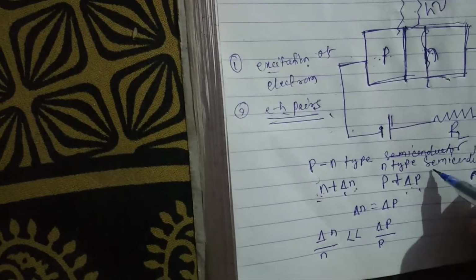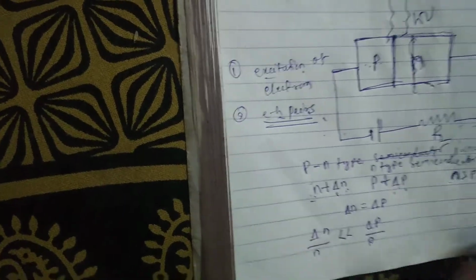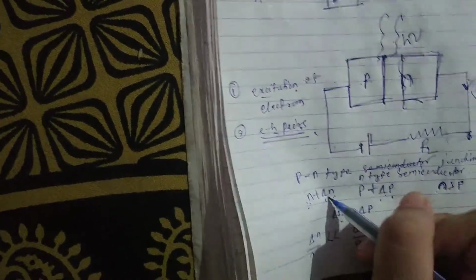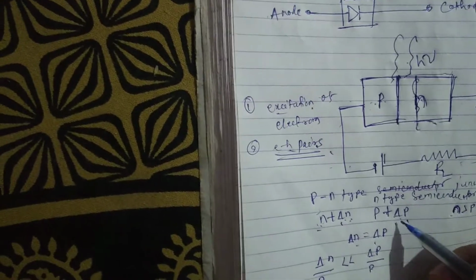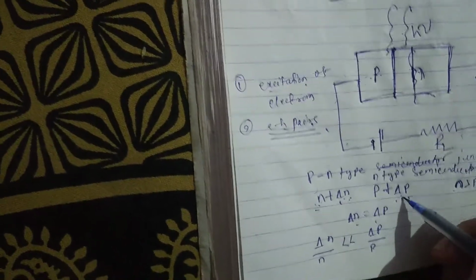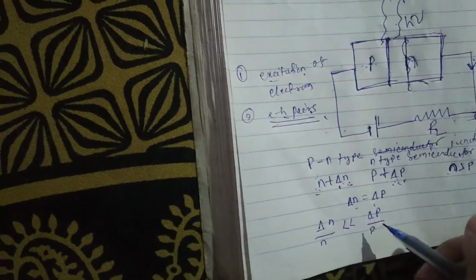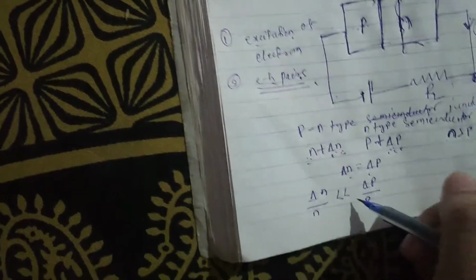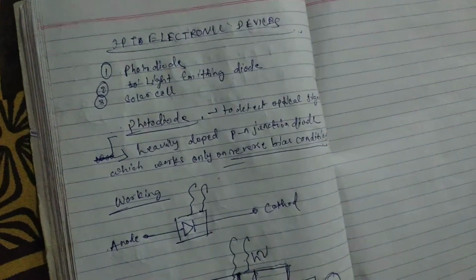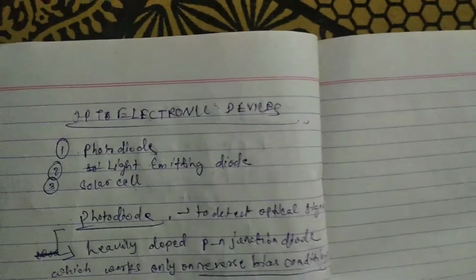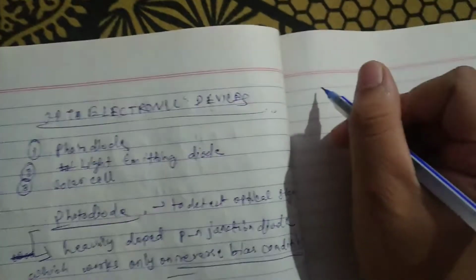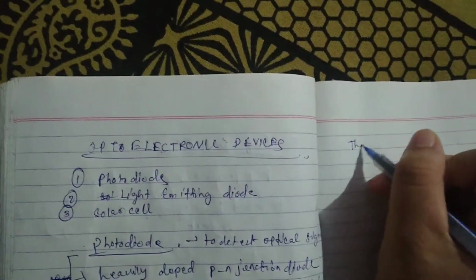Since it is an n-type semiconductor, n will be greater than p, but del n is equal to del p, because the increase in the number of electrons and holes is the same. But the fractional change of electrons is less than the fractional change of holes, due to which current detection is possible.